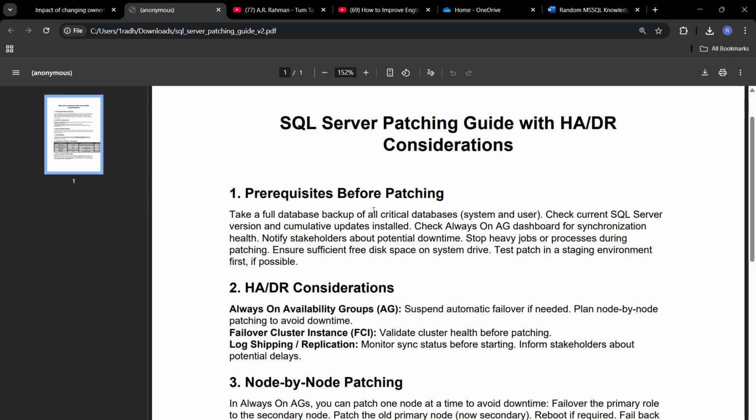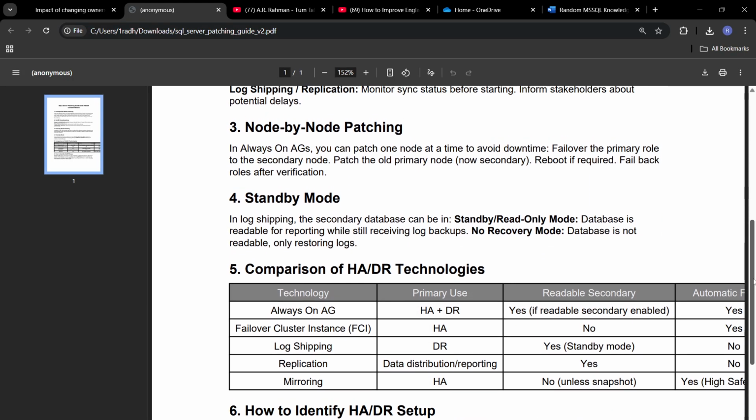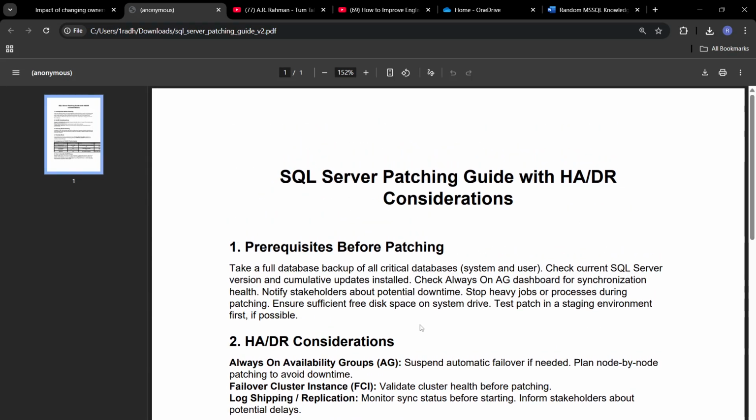We will also discuss availability, what is disaster recovery, how to do node by node patching, and what is bi-mode, and some other things which will come to your mind while doing patching or when you read about Always On. Okay, so these are very basic terms, and you should be aware of them before doing any patch. You should have knowledge of this.